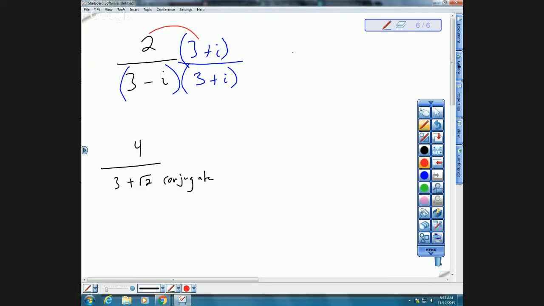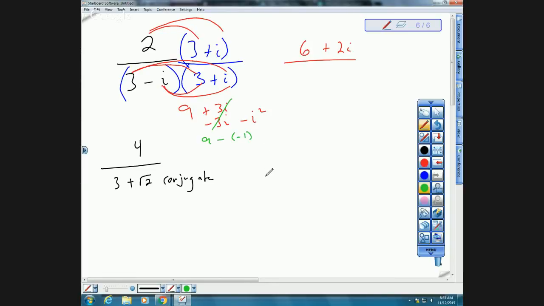So 2 times 3 is 6. 2 times I is 2I. And down here we got a FOIL, right? So you have 9 plus 3I. I guess we don't have to FOIL because our middle terms are going to cancel out. Negative I squared. So these cancel out, and I have 9 minus, that becomes negative 1. So it'd be 10, right?